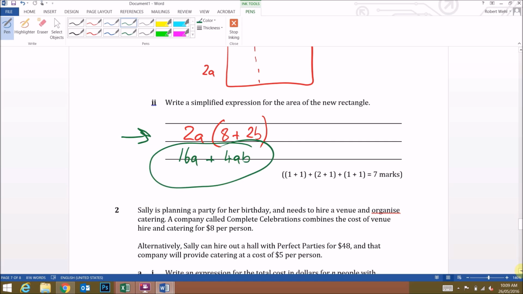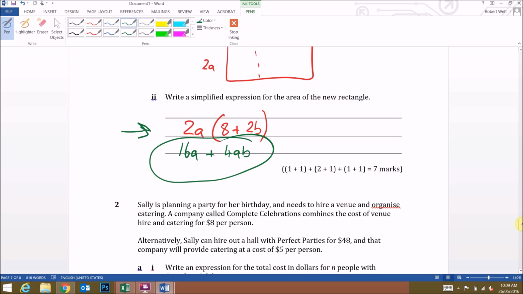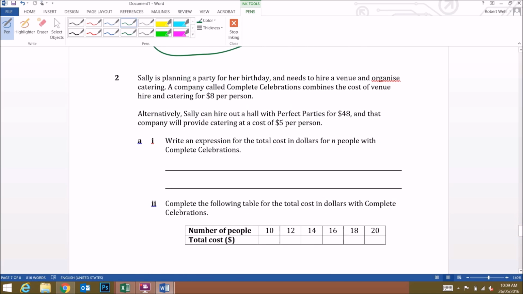Question 2. Sally is planning a party for her birthday and needs to hire a venue and organise catering. A company called Complete Celebrations combines the cost of venue hire and catering for $8 per person. Alternatively, Sally can hire out a hall with Perfect Parties for $48, and that company will provide catering at a cost of $5. Write an expression for the total cost in dollars for N people with Complete Celebrations.